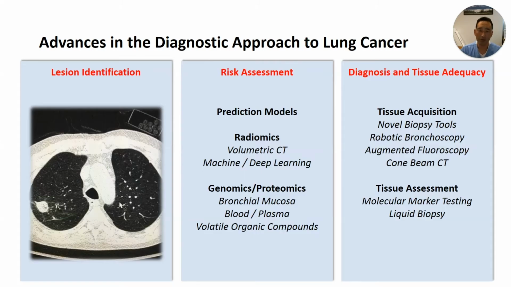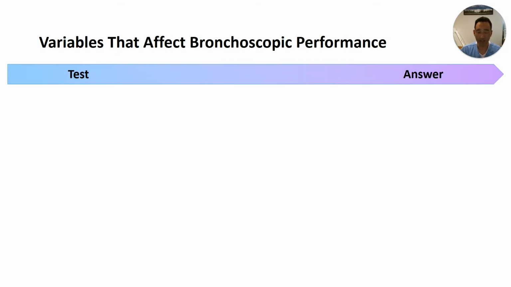So now we're going to move over to this far right-hand box for diagnosis and tissue adequacy and some of the advances that are coming out with bronchoscopy as well as tissue assessment. So the problem that we often have is when we talk to our colleagues who don't perform bronchoscopy, they think of it as a singular test. I send off a test, I have a certain sensitivity, and I get an answer.